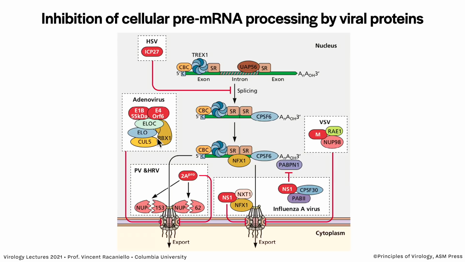These adenovirus proteins are binding components of the export machinery. All the red proteins are viral proteins. VSV is binding NUP98. NUPs are nuclear pore proteins. There are a whole bunch of nuclear pore proteins, NUPs, and they're essential for export of cargo. So some viruses bind components of them. Influenza A virus NS1 actually inhibits polyadenylation of cellular messages by binding proteins that are needed for that process. And of course, the polyadenylation of the virus is done by a different mechanism.